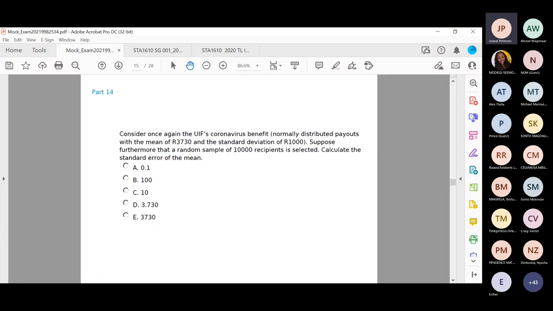Okay, moving on to number 14. Consider once again the UIF, coronavirus, and so on, with the mean of 3,730 and the standard deviation of 1,000. Suppose, furthermore, a random sample of 10,000 recipients were selected. Calculate the standard error. What is the standard error? It is your standard deviation divided by the square root of n.